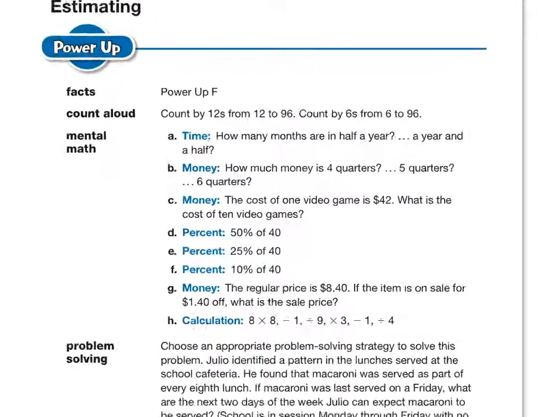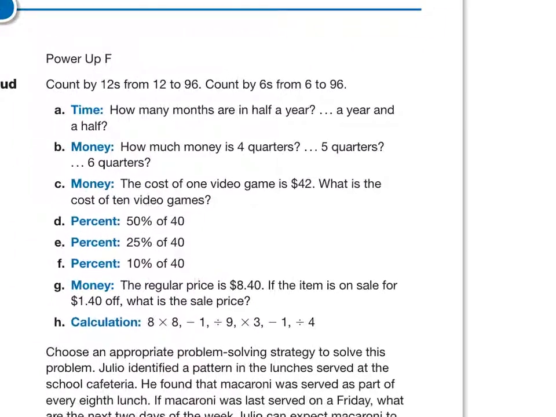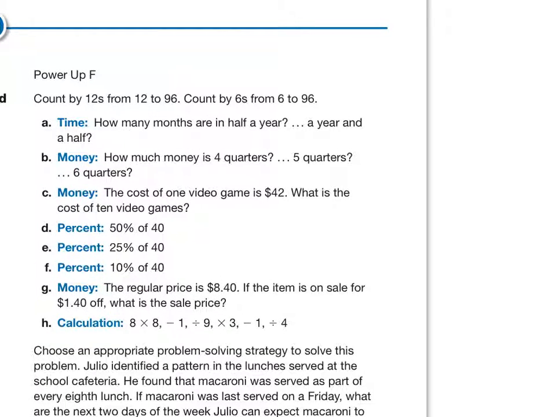All right, it's ready for power-ups. Count by 12s to 96. We have to go a little further today, and count by 6s to 96. Yahoo! All right, here we go.